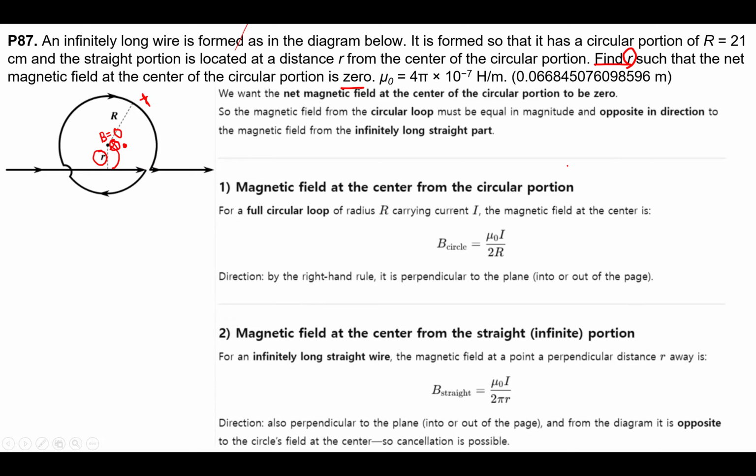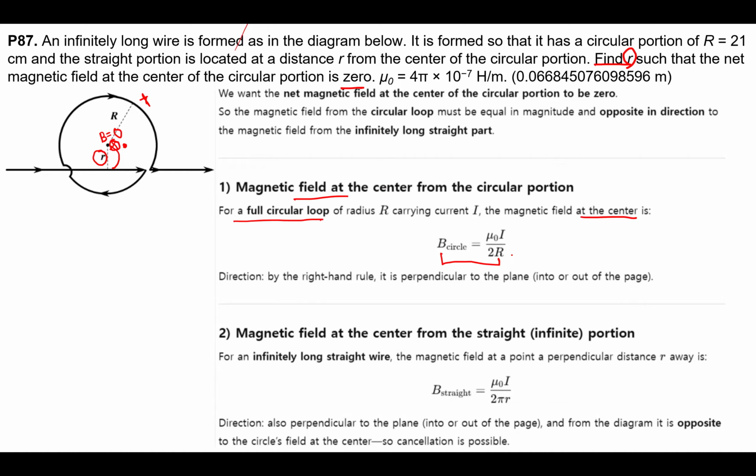So the problem is that we need to figure out the magnetic field at this position, the center of the circle, and then figure out the contribution from the circle and the contribution from the straight wire. Okay, so let's find the magnetic field at the center from the circular portion. The full circle is given by this one at the center.